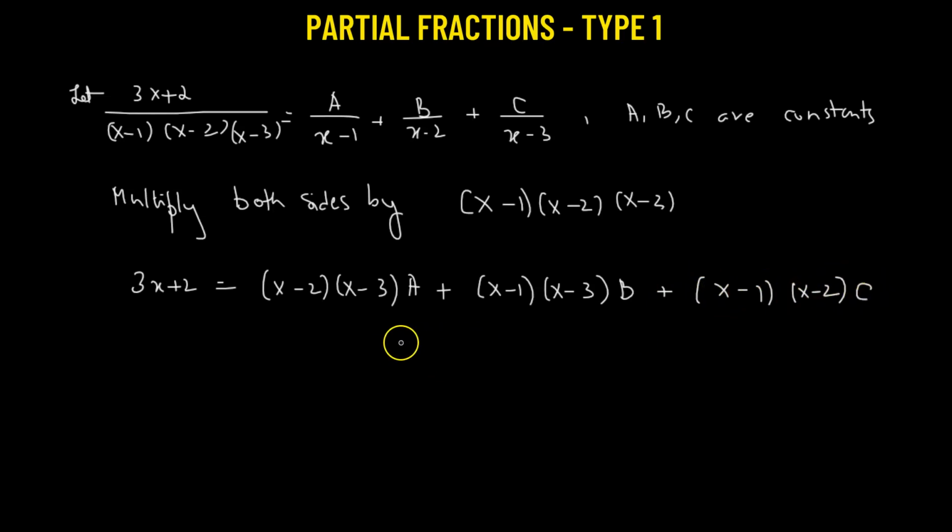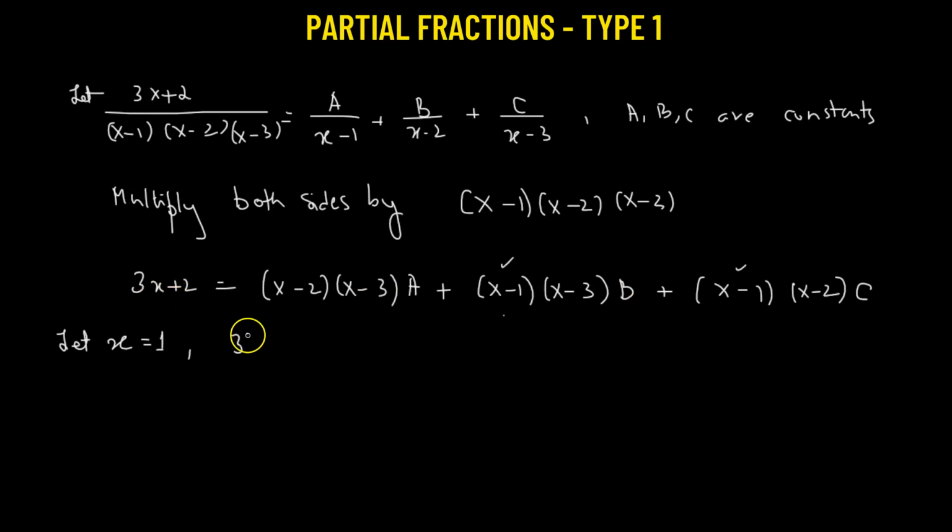Now, in order to find the values of A, B, and C, we're going to assume three values of x. This is very important: how to choose the value of x. First, we will find the value of A. In order to find A, the second and the third term must go to 0. We look for a common factor, and x minus 1 is the common factor. If we equate x minus 1 to 0, x equals 1 makes the second and third terms go to 0. So we choose our first value as x equals 1. Then we substitute this into our entire equation.